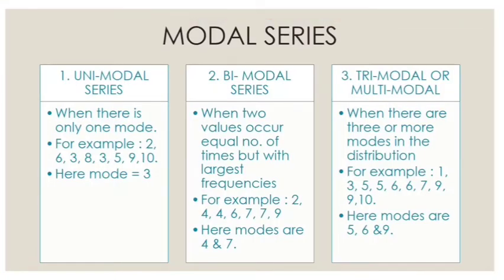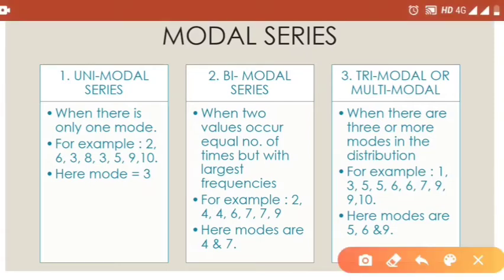Now we'll discuss the three modal series. First is unimodal series. When there is only one mode in any statistical data, it is called unimodal series. Here, as you can see in the example, 3 occurs 2 times and the rest of the digits occur just once. So here the mode will be 3. Then it is called a unimodal series.